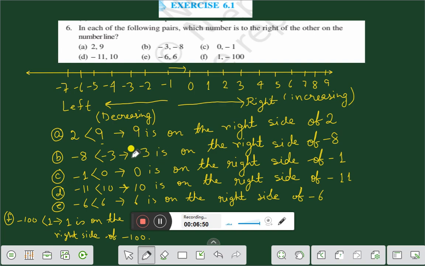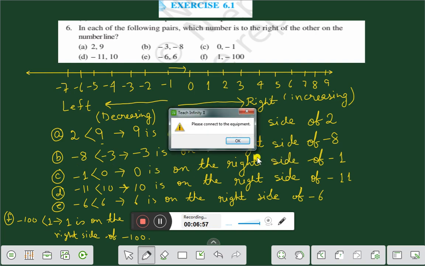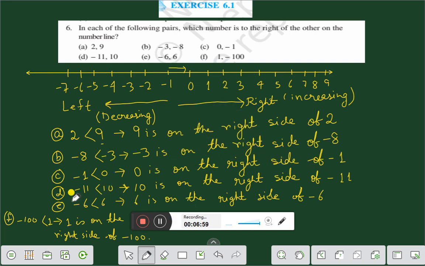Minus 3 is greater than minus 8, therefore minus 3 is on the right side of minus 8. 0 is greater than minus 1, therefore 0 is on the right side of minus 1, right? And 10 is greater than minus 11, therefore you can say that 10 is on the right side of minus 11. 6 is greater than minus 6, therefore 6 is on the right side of minus 6. And 1 is greater than minus 100, therefore 1 is on the right side of minus 100.